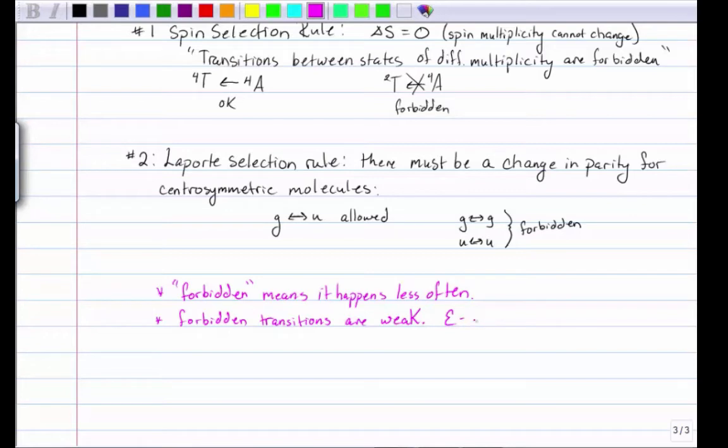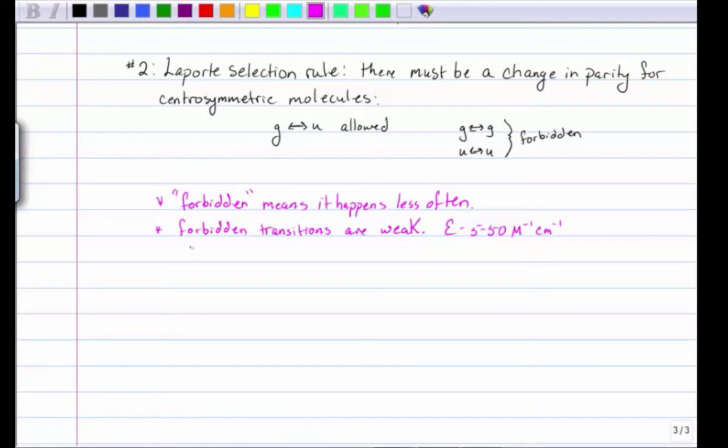Your textbook says they're somewhere between 5 to 50 as far as their extinction coefficient goes. Whereas an allowed transition would be more like somewhere around 100, I think, usually. The ones that I deal with in my chemistry lab are actually 100 for the allowed transitions. A consequence of this is that octahedral complexes are always very weakly colored, or they don't have very intense absorptions. And this is because all of their transitions, their D to D transitions, are not allowed.